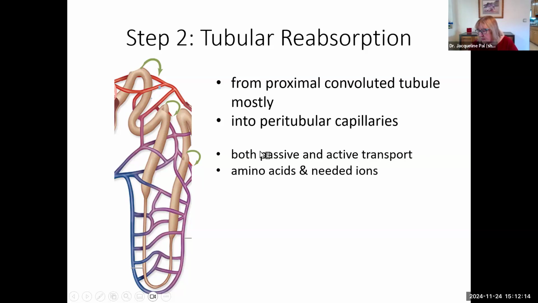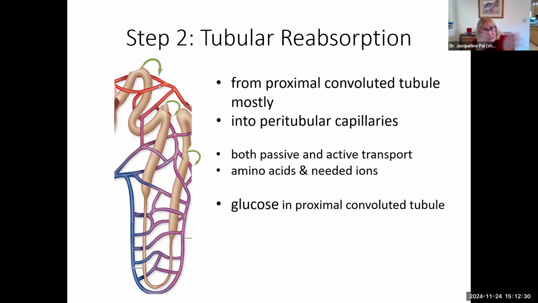We're going to have some things going by passive transport down concentration gradient, and other things are going to require active transport. Amino acids going to go across, some ions we need are going to go across, but let me talk about one thing in particular, and that is glucose. And glucose leaves in the proximal convoluted tubule. But how glucose leaves is interesting. Glucose needs a carrier protein, and glucose requires active transport.